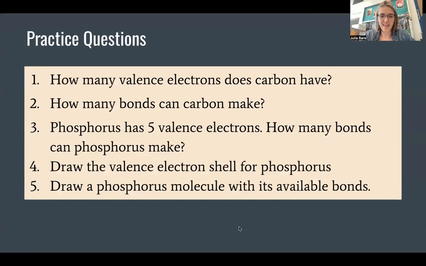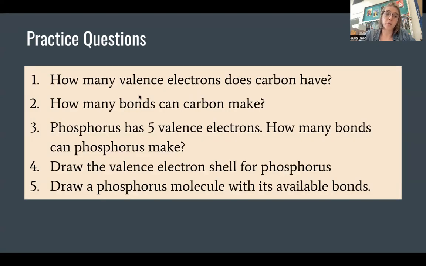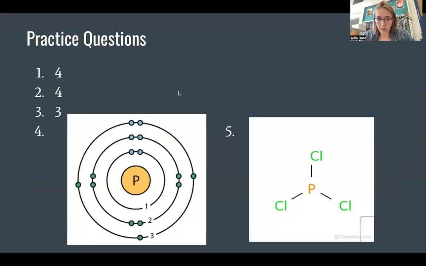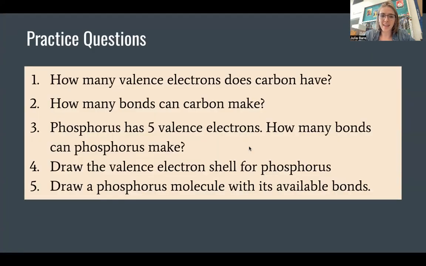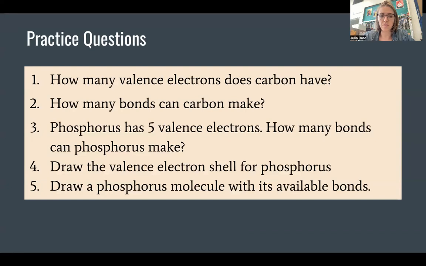Did you get it? All right. Check your answers. See how you were able to do. Now, number 1, how many valence electrons does carbon have? It has 4 electrons. How many bonds can carbon make? It can make 4 bonds. Phosphorus has 5 valence electrons. How many bonds can phosphorus make? Well, it can make 3 bonds because it's missing 3 electrons.